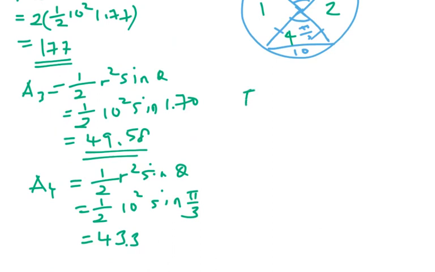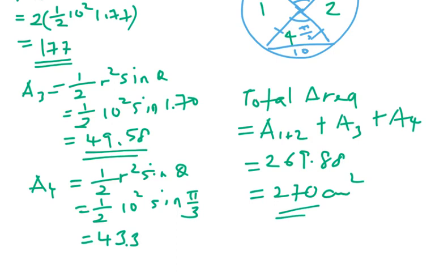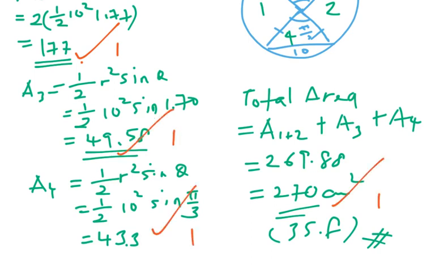Finally, the total area will be equivalent to area 1 plus 2 plus area 3 plus area 4. And hence you will be getting 269.88. And you have to leave your answer in 3 significant figures, which is 270. Alright. Mark scheme will be, when you get this, you will get 1 mark, this 1 mark, this 1 mark, and then lastly your answer will be 1 mark.